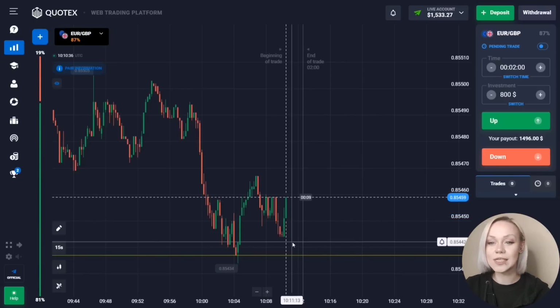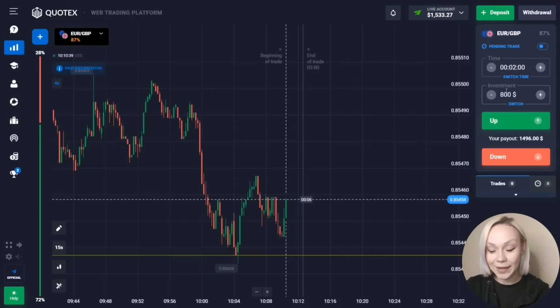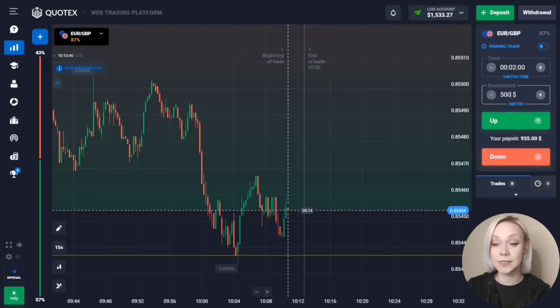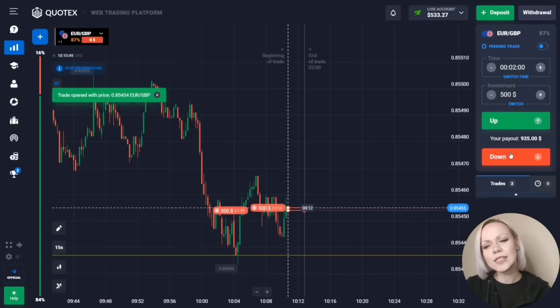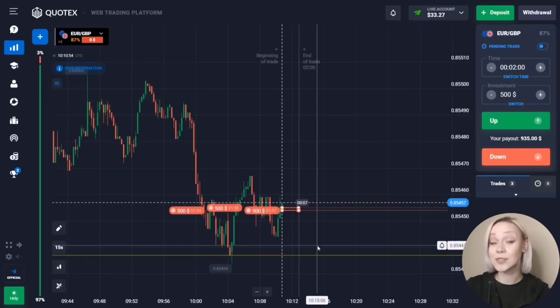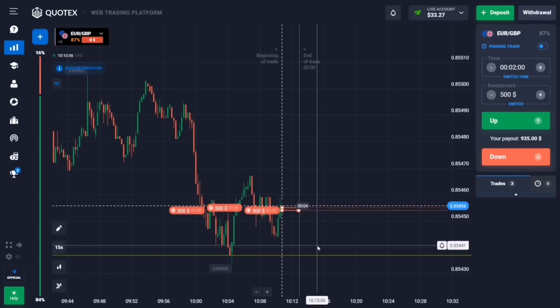Just at the moment, we see that there's an upward pullback. There's also a good point to open a trade. We will open a trade for a fall for 2 minutes. I think that it's going to be enough time and we will make money on this downward movement. So let's wait for the result.